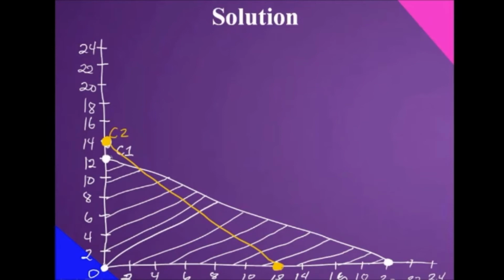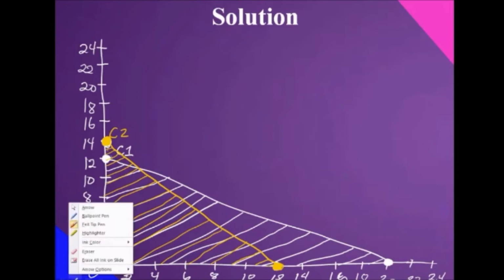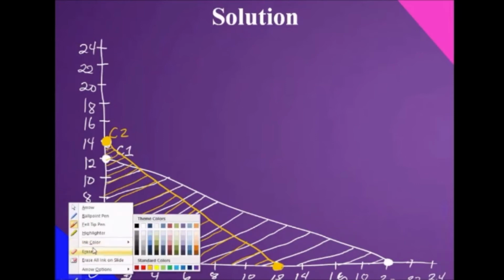Tapos mag-shading tayo. Sabi ni C2, dyan lang. Dito lang daw. Hindi kasama yung nandoon sa labas niya. Hanggang dito, kasama yan, ha? Kasama yan. Then, dito tayo for C2. Okay na.